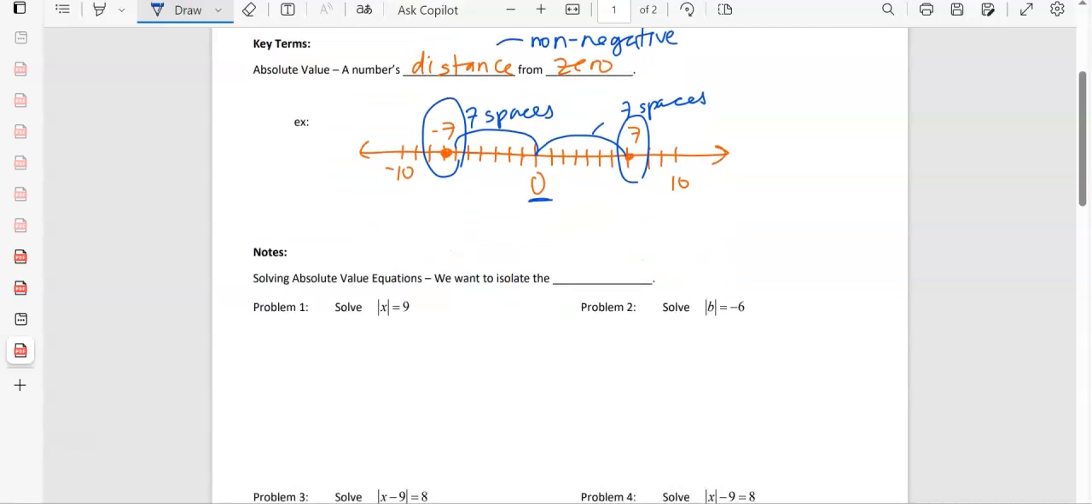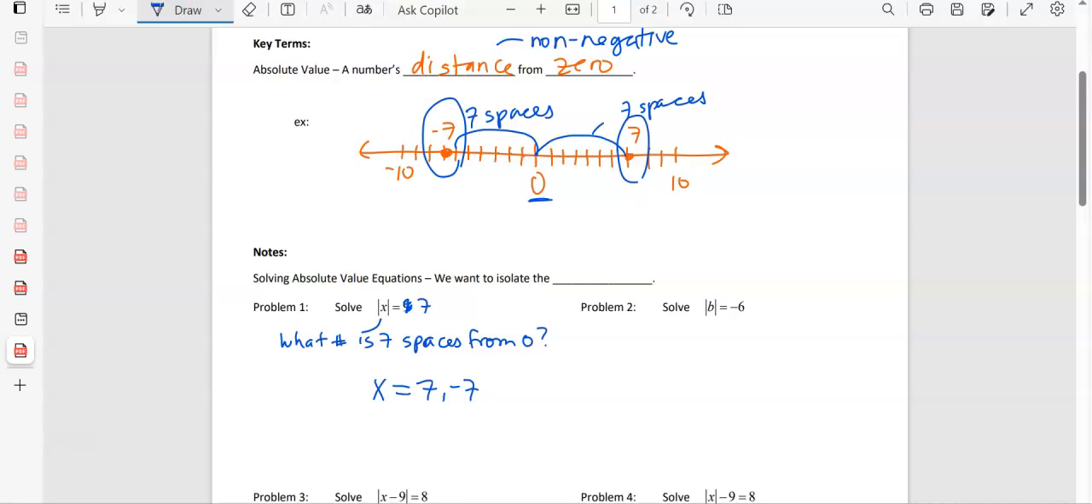So let's look at problem 1. And actually, let's change this from a 9, everybody, to a 7, because that's what we were working with before. My question here is: solve absolute value of x is 7. So again, what I'm essentially asking is, what number is 7 spaces from 0? That is what I'm asking, but I'm doing it in a mathematical way, which means I'm using a lot of symbols to express this idea. And again, as we looked at above in our key term, the answer is 7 and -7. So this equation has two answers.